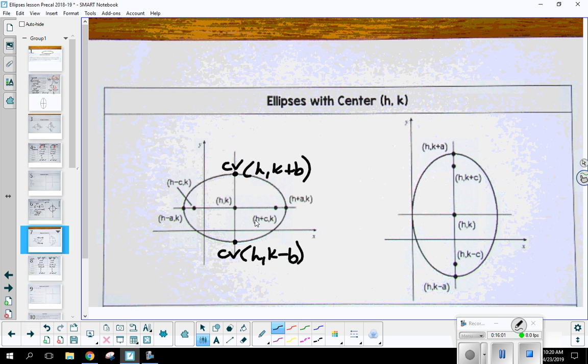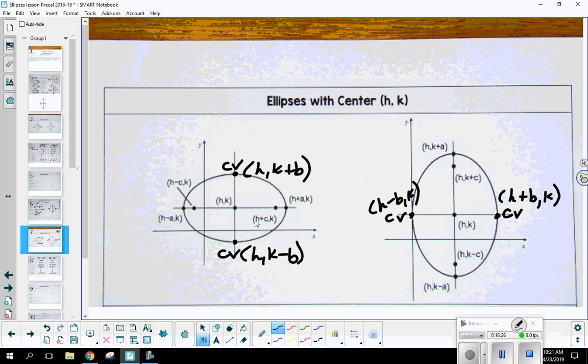Okay. And then I can do the same thing over here. Here's a co-vertex. Here's another co-vertex. But this time, moving horizontally, I'm going to add or subtract to the what? h. So (h plus b, k), okay. And this one would be (h minus b, k), okay. All right, good, good, good.